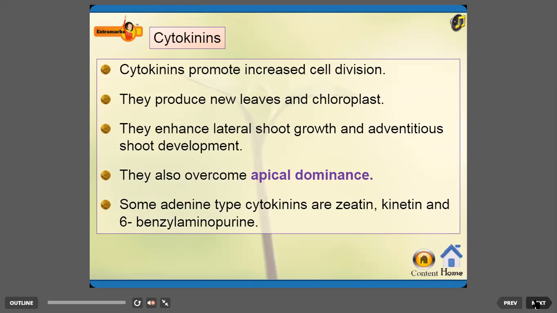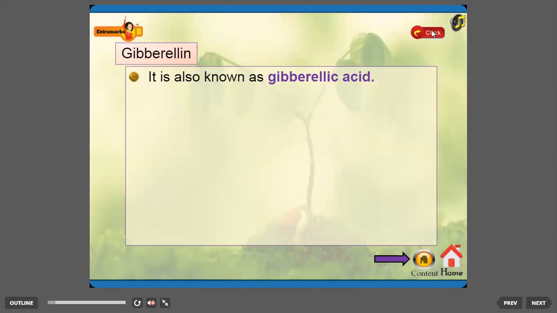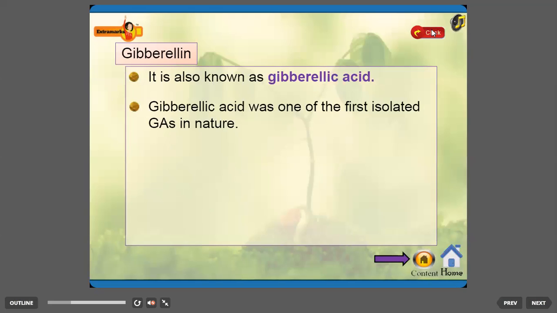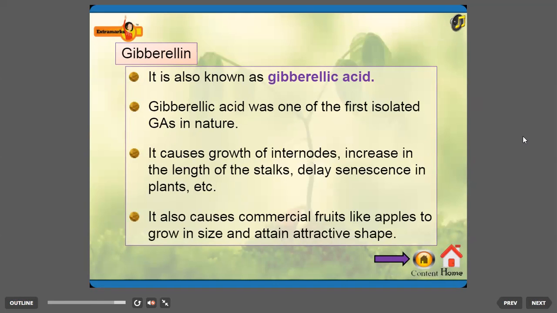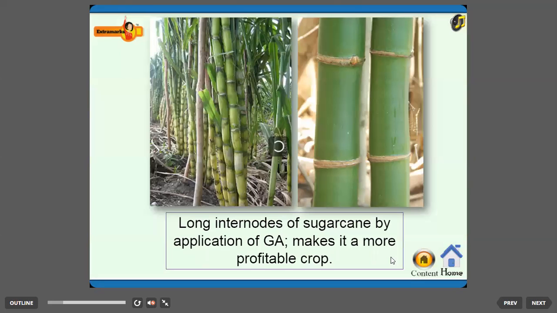Now the next part will be gibberellin. It is also known as gibberellic acid. Gibberellic acid was one of the first isolated GAs in nature. It causes growth of the internodes, increasing the length of the stalks, and delays senescence in plants. It also causes commercial fruits like apples to grow in size and attain attractive shape. So a lot of roles are involved over here. The long internodes of sugarcane by the application of GA make it a more profitable crop.